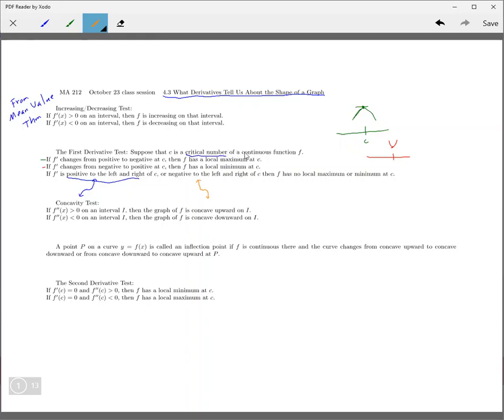Or it could be a situation where your critical number could be because the derivative doesn't exist. Okay, that could happen too. But then it's not a local minimum or maximum because the derivative is negative and then negative after.